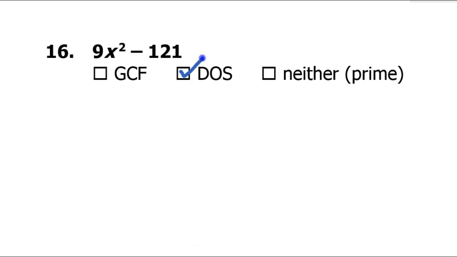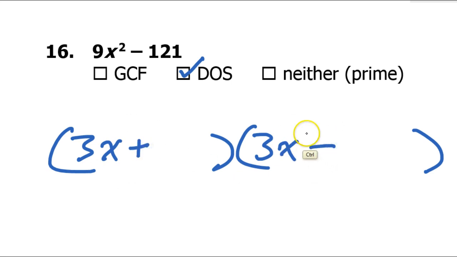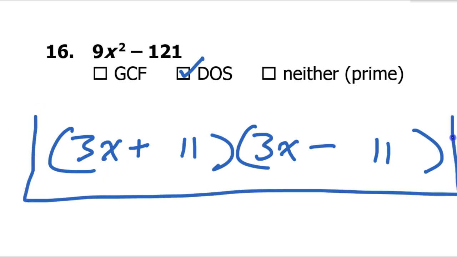This is the difference of 2 squares. Let's go ahead and see why. 9 is 3 times 3. X squared, of course, is x times x. And now I'm going to have 1 plus and 1 minus. 121 happens to be 11 times 11. So 121 is 11 squared. So this is the final answer for number 16.